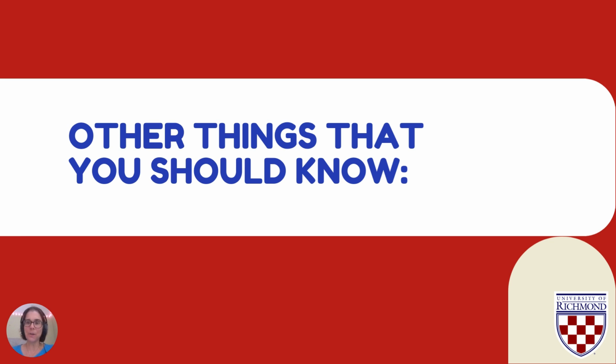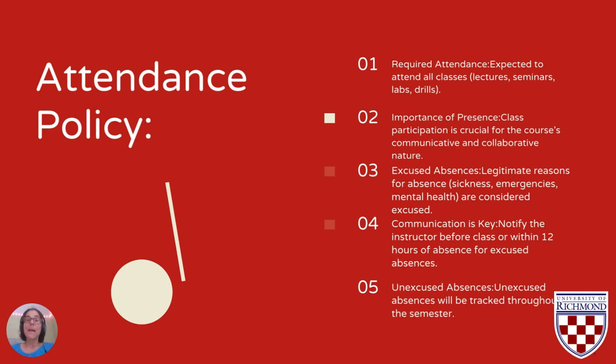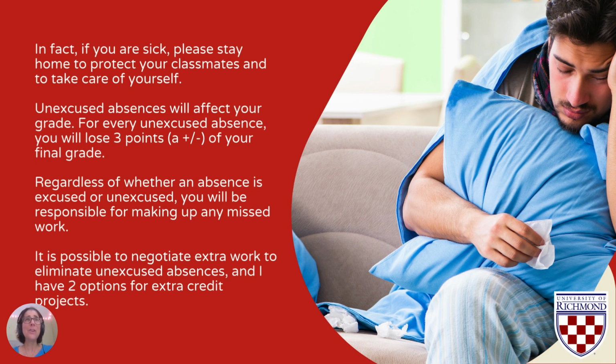So some other things that you should know. Attendance. There is required attendance for this class. If you cannot make it to class for legitimate reasons like sickness, emergency, these are called excused absences. And you need to tell me within 12 hours, ideally before class, but within 12 hours of class so that I can excuse that absence. If you forget, it will be an unexcused absence and it will affect your participation grade. But if you are sick, and you will probably get sick this semester, it happens, especially the change of seasons, please stay home. Protect your classmates, protect yourself, and just let me know.